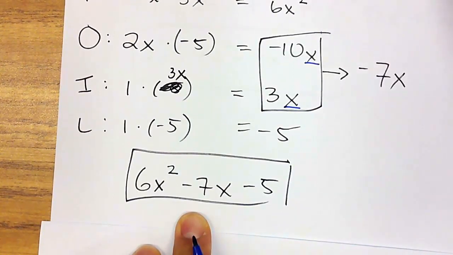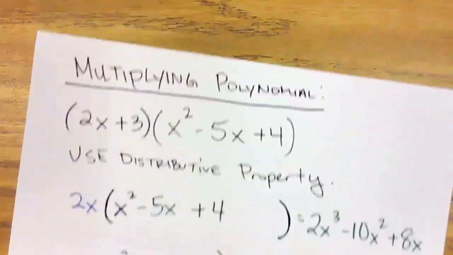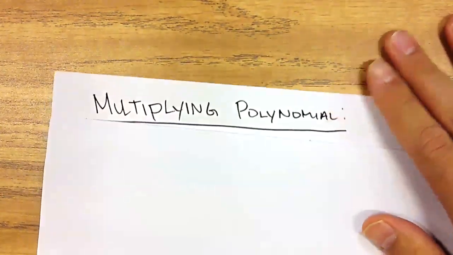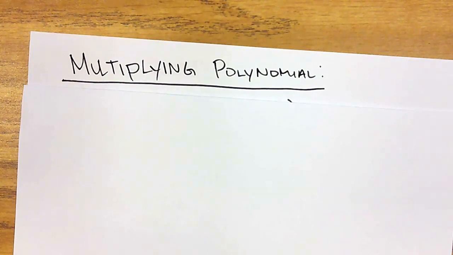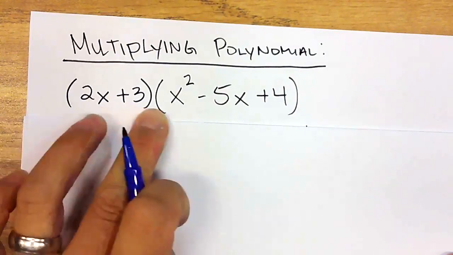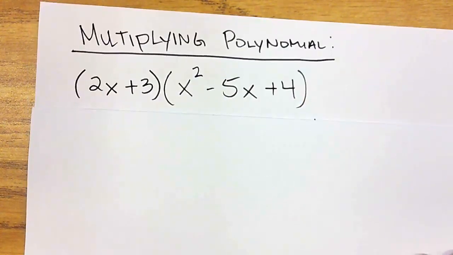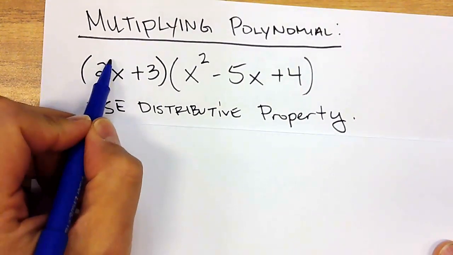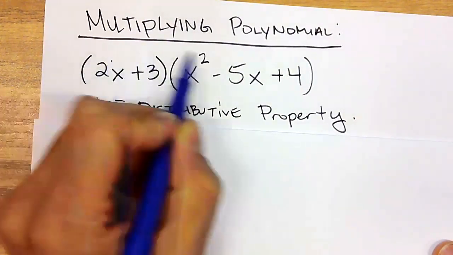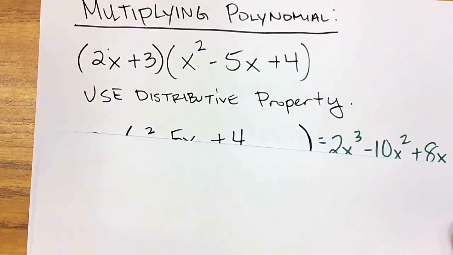Pretty simple. We'll do more examples in class, so don't worry about it if you are confused. Multiplying polynomials. When we are multiplying non-binomials together, just like this, we have a binomial and we have 3 terms, so it's called a trinomial, just like a tricycle. We're going to use the distributive property. So we're going to essentially distribute the 2x out and the positive 3 out and see where we go with that.